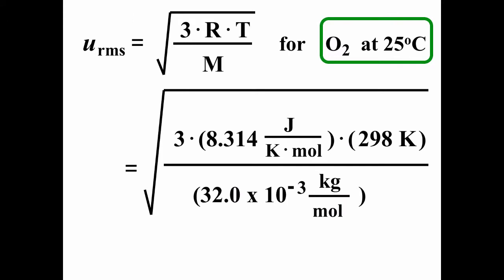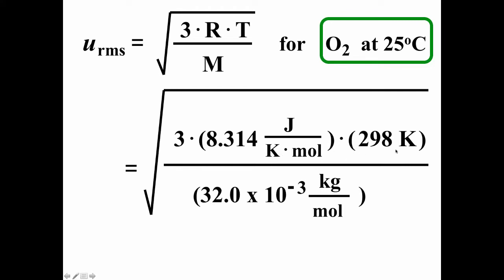And when we plug in our numbers, there are a few things to pay attention to. 3, of course, is 3. What we're going to use for our gas constant is the R in the units of joules per Kelvin mole. And in this set of units, it's not 0.08206, but it's 8.314. And then 25 degrees Celsius, of course, is 298 Kelvin. And then the molar mass of oxygen is 32 grams per mole, but we're going to convert this to kilograms per mole, so 32 times 10 to the negative third kilograms per mole, for the following reason.